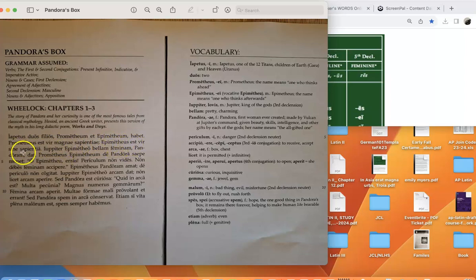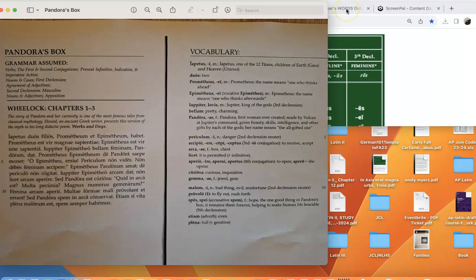Epimetheus is a man without wisdom. So here we have one of the nice things the Wheelock does do: it tends to repeat a lot of vocabulary, which should help you. So here we have Prometheus is a man, Epimetheus is a man. But here we have the sine sapientiae. Now sine is the preposition for without.